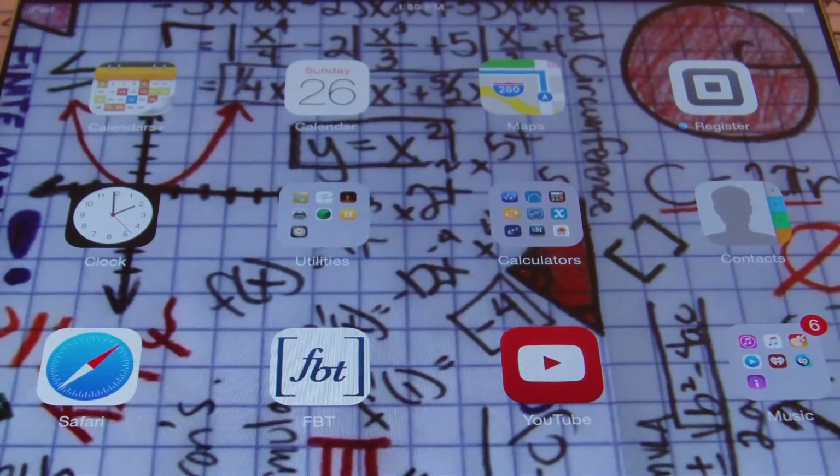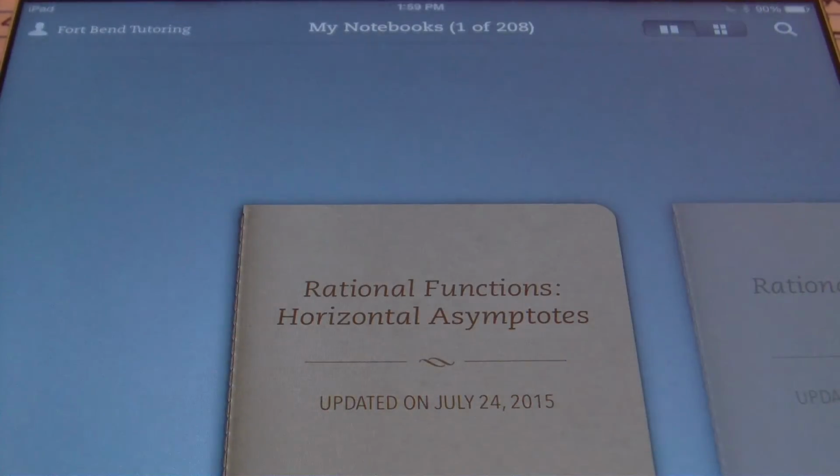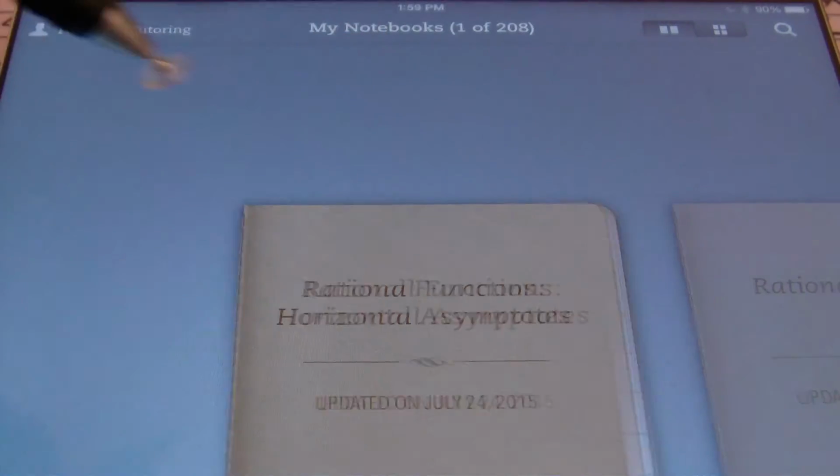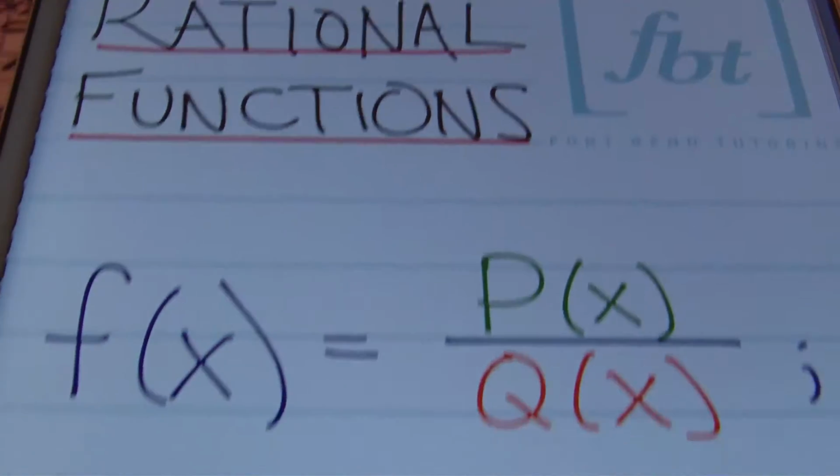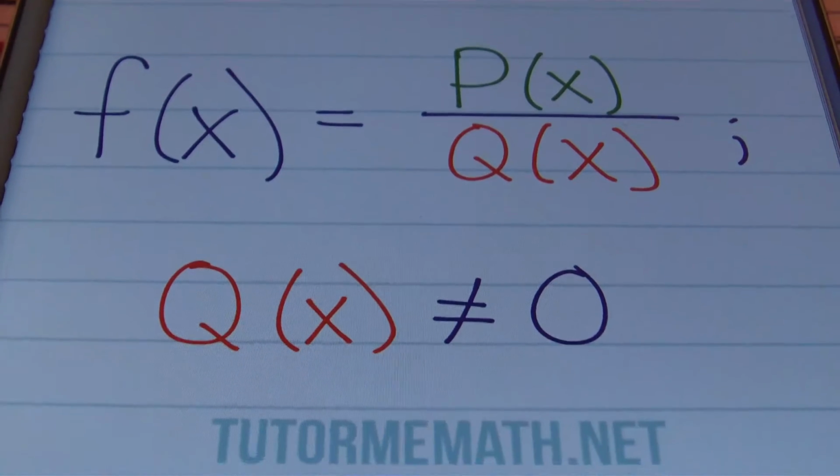Hello ladies and gentlemen, this is Mr. Witt with Fort Bend Tutoring, and today's tutorial is going to be about how to find horizontal asymptotes when dealing with rational functions. Alright, so when you're dealing with rational functions, you are dealing with this form right here.